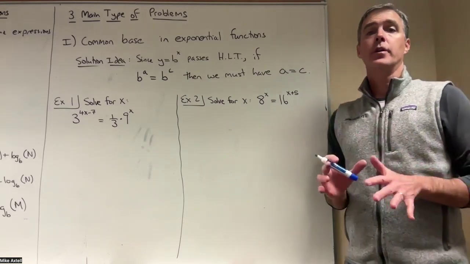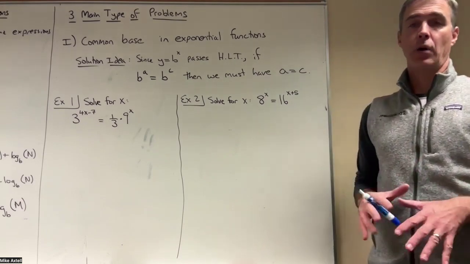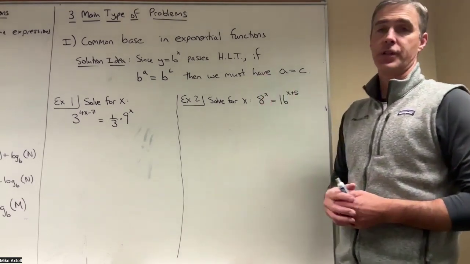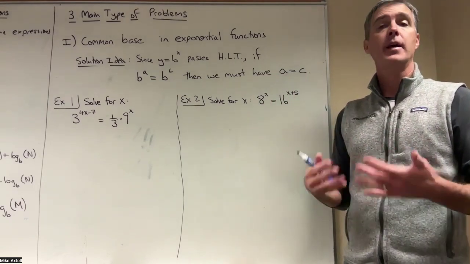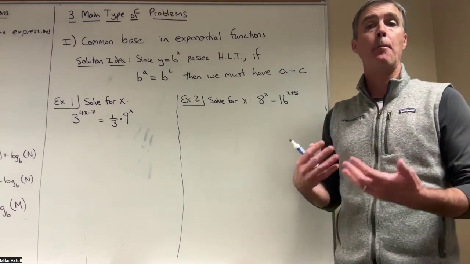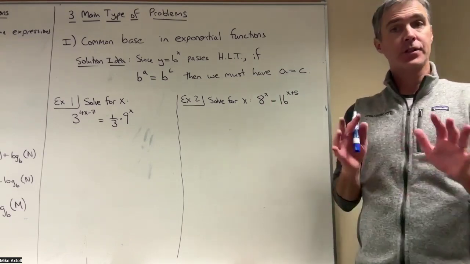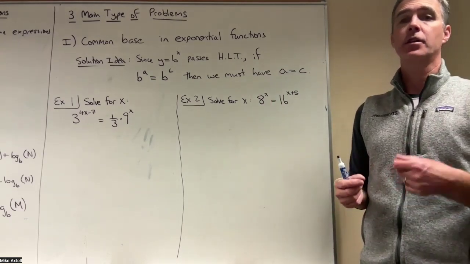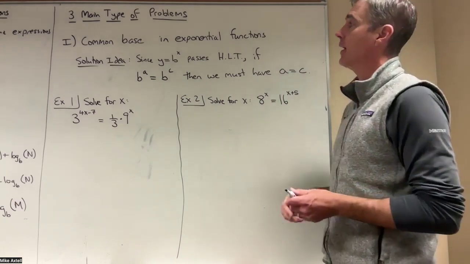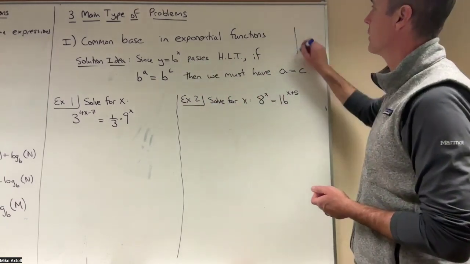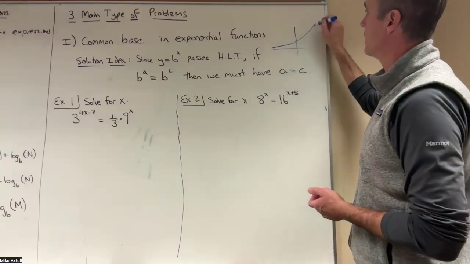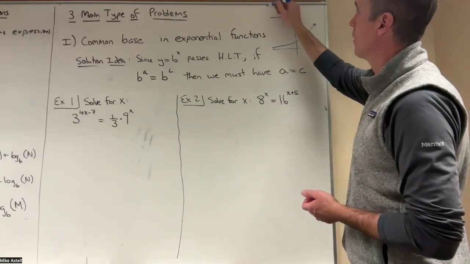All right, so we are going to focus on 3 main types of problems in this section. And here's the first type. This is the type where we have an equation with exponentials in it, but the exponentials all have the same base. And the solution idea is due to the fact that the graph of b to the x passes the horizontal line test. So the graph of b to the x is either that or it's that.